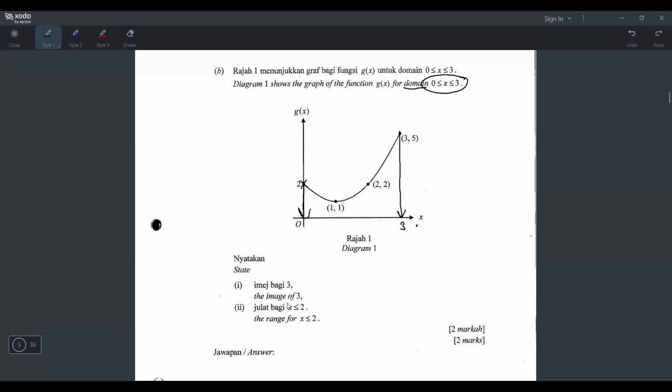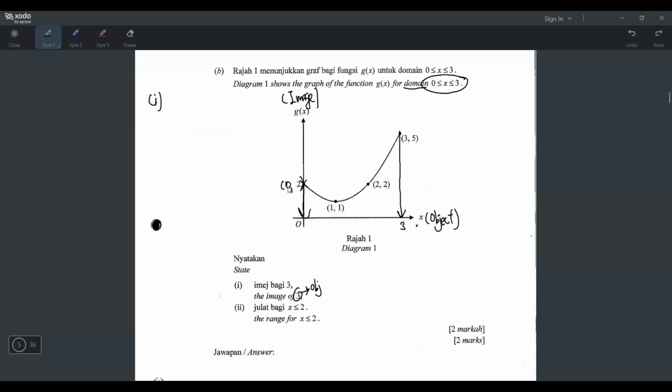So state number 1, the image of 3. Okay, you need to know something. If they want image of 3, means 3 is the object. Okay, and also, if you look at this question, they never give us the g(x) function. Dia tak bagi g(x) function, tapi dia ada bagi coordinate sini, right? So the first coordinate is (0, 2), and then (1, 1), and then (2, 2), (3, 5). So you need to know the x-axis is the object, and then the y-axis, that's the image. It means g(x) is the image, right?